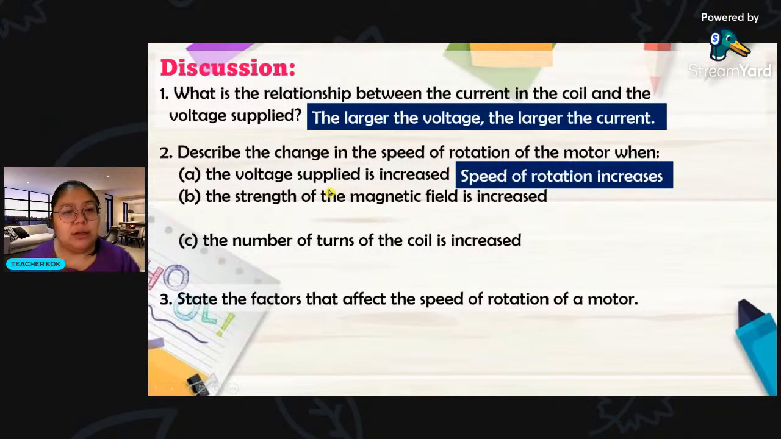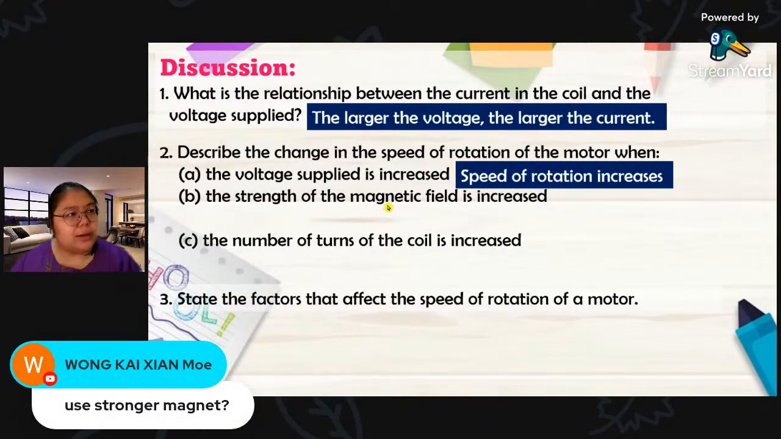Just now I wanted to increase the current, so I increased the voltage, so the current can increase. Now I want to increase the strength of the magnetic field. So what do you need to do? Can anybody give me an idea? How to make the strength become stronger? Anyone? Okay, anyone can answer? Use a stronger magnet. Yeah, correct.